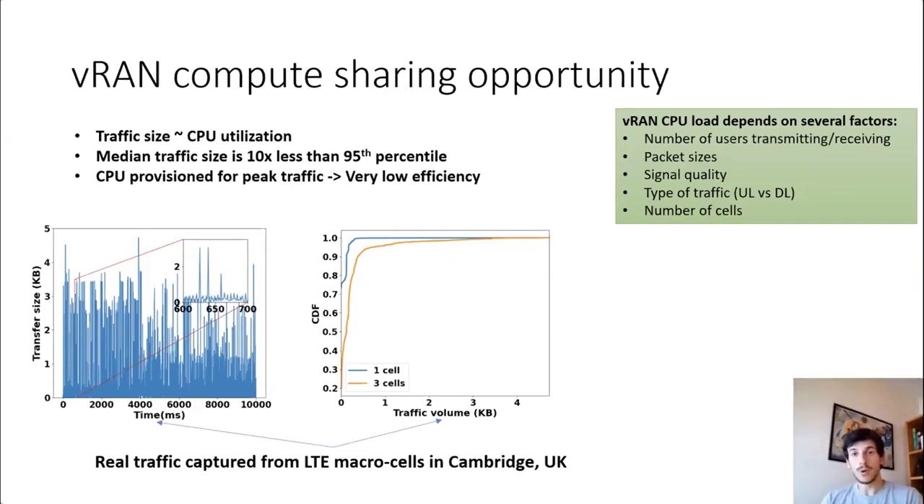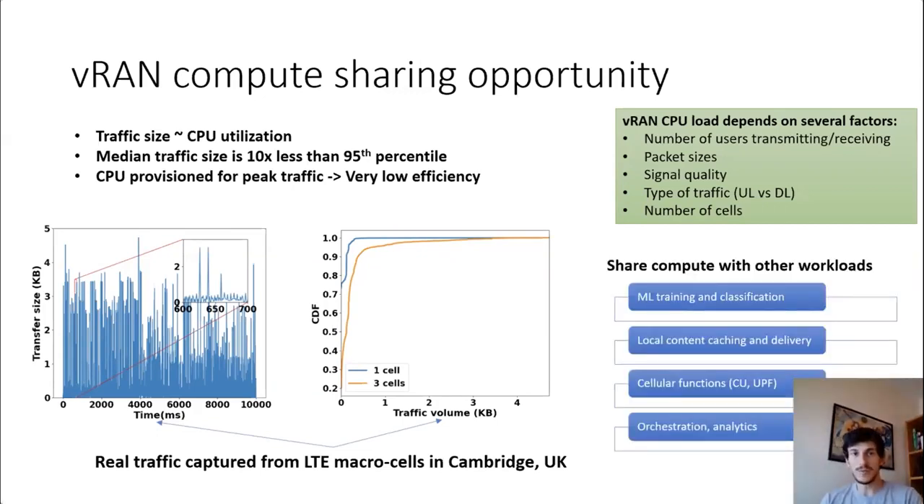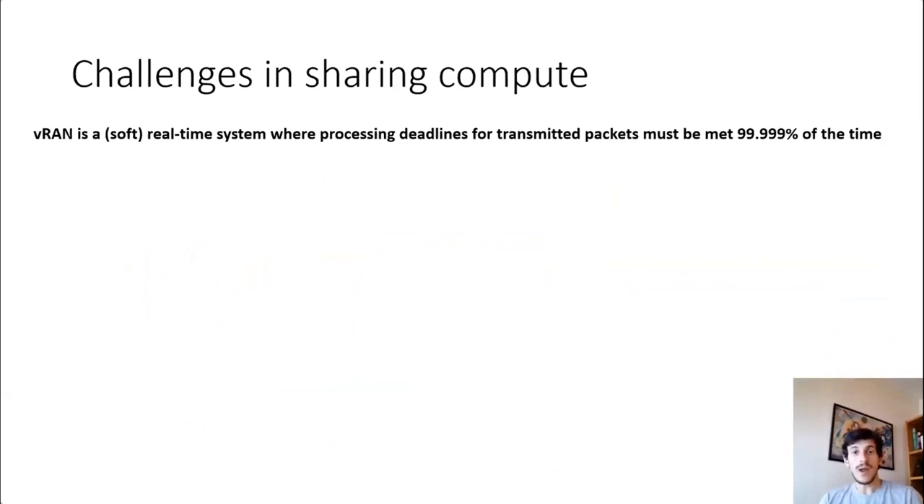Now, there are many workloads that could benefit from such sharing, like, for example, machine learning training and classification workloads that have to run at the edge for privacy reasons, workloads for local content caching to reduce latency, and even cellular functions or functions for the orchestration and monitoring of the mobile network itself. However, in practice, sharing the compute resources between the vRAN and other workloads is not a trivial task.